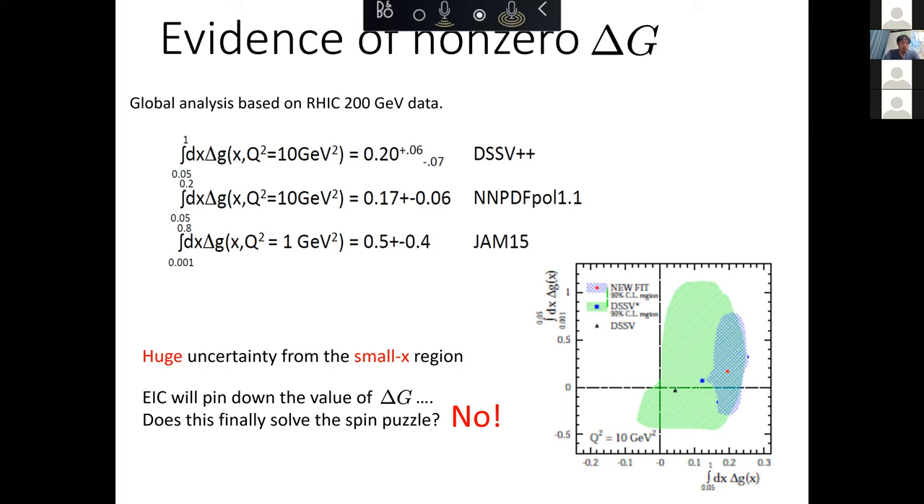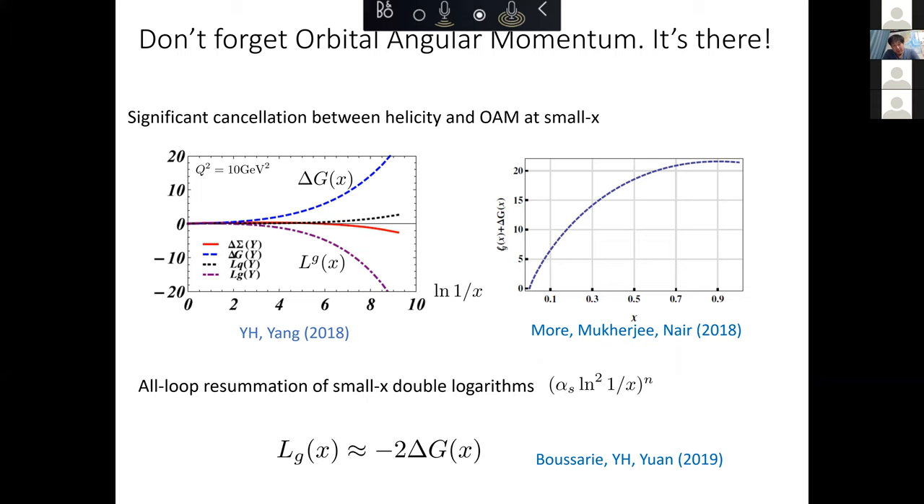But that's actually not the end of the story, because we know that there must be the orbital angular momentum, and especially at small x, that's a very important contribution. So we expect from a theoretical reason that there will be a cancellation between the helicity and the orbital angular momentum if you go to the small x region. This is our result for which we solved the one-loop DGLAP equation. We can see the almost perfect cancellation between the helicity and the orbital angular momentum.